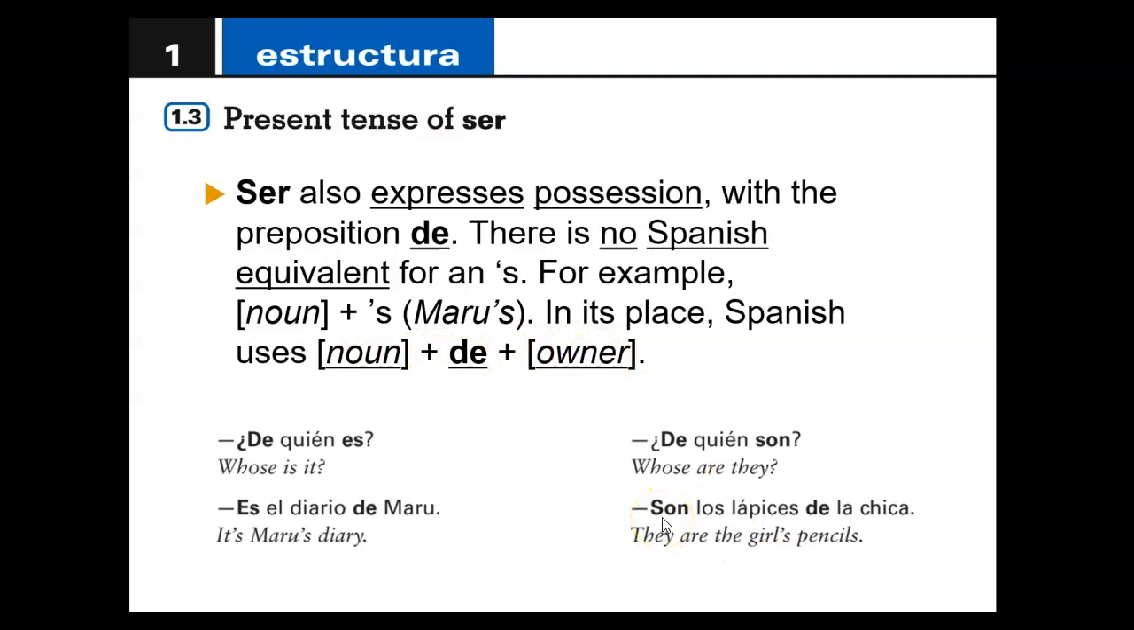Again, if we go down here, we have son los lápices de la chica. So we're saying that they are the girl's pencils. The reason we're using son is because we're talking about more than one pencil. Over here, we're only talking about one diary, so we use the singular form, which is es. Los lápices is plural. Notice this is plural form, and it ends in es, so we're going to use son. Then we have the preposition de, and then the owner, which is la chica. So son los lápices de la chica. They are the girl's pencils. If we translated this into English word for word, it wouldn't quite make sense. But if you have noun plus de plus the owner, then we understand when you're speaking it or writing it that you're saying they are the girl's pencils.